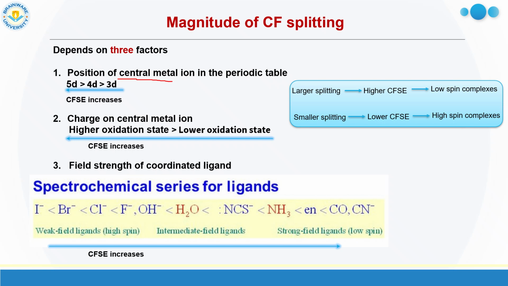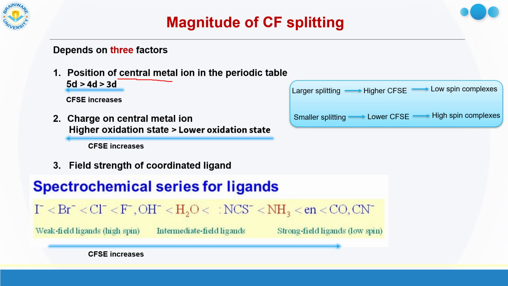If the central metal ion is in the 5d period in the periodic table, then for those types of complexes the CFSE will be maximum. If the metal is present in the 4d period, then it is intermediate, and if it is present in the 3d period, then it has the minimum CFSE.